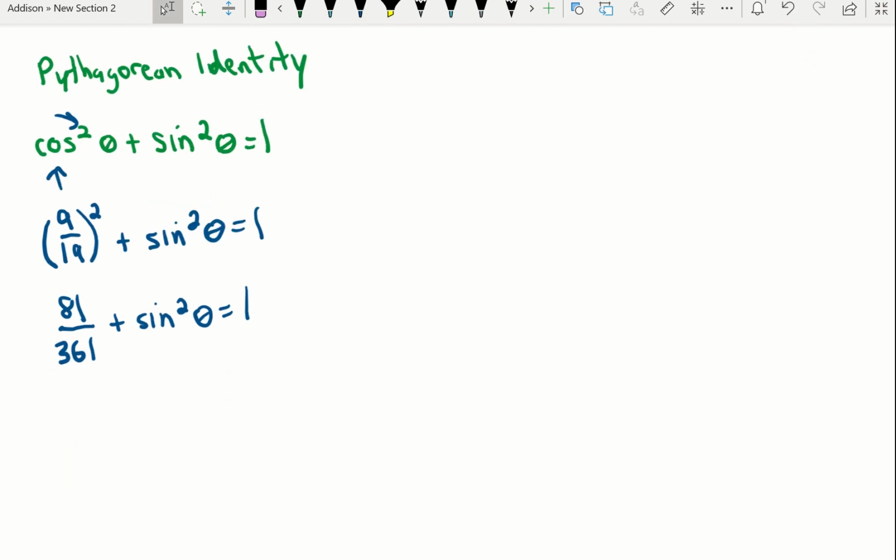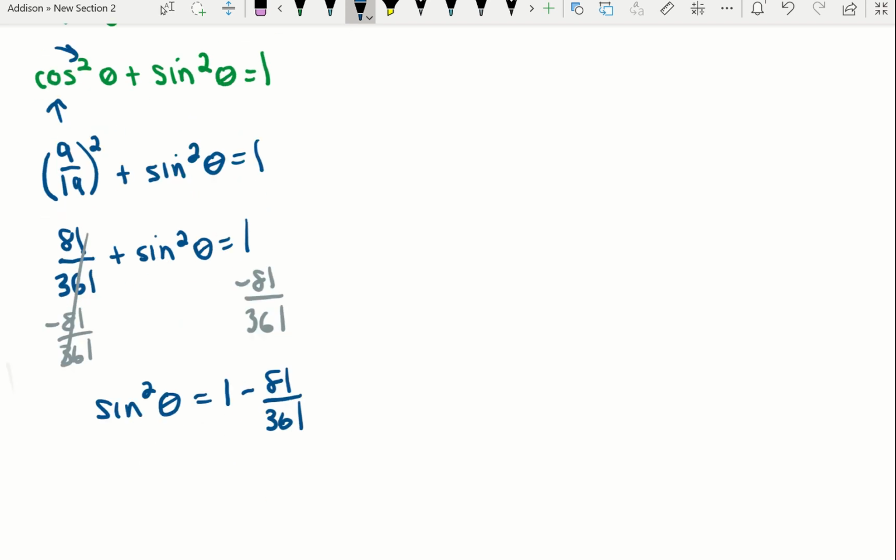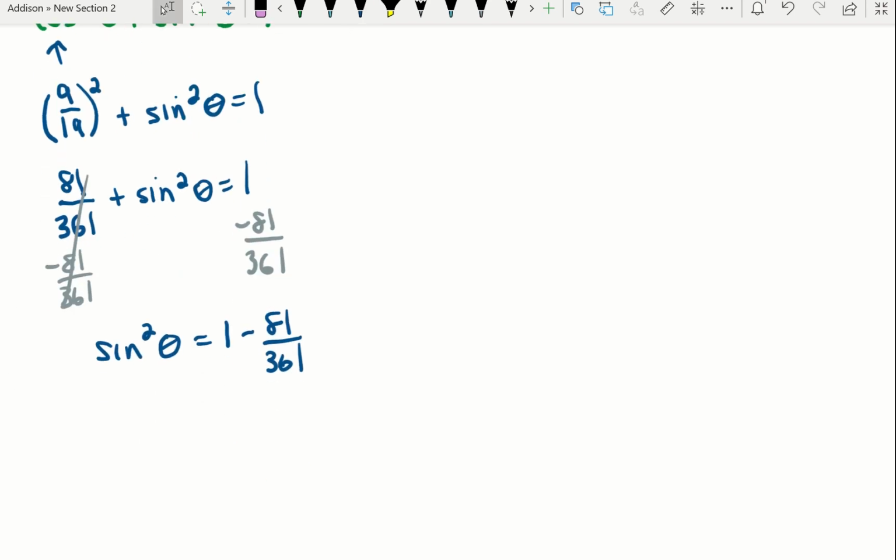And we're going to solve this for sine squared of theta. So what we're going to do is subtract both sides by 81 over 361. That goes away, and then we're going to have 1 minus 81 over 361. And that's going to leave us with sine squared of theta equals 1 minus 81 over 361. So now let's simplify this part before we do anything with sine squared of theta.